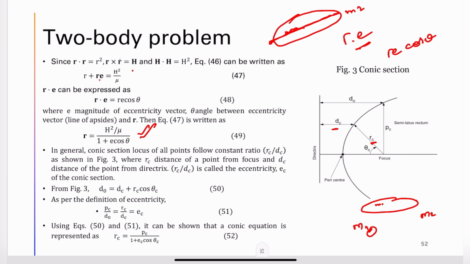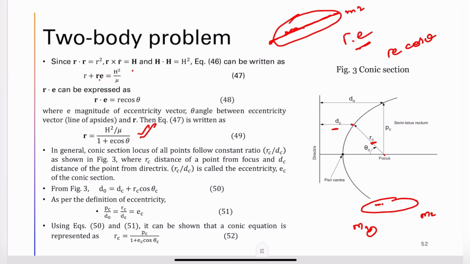RC is the distance of a point from the focus, whereas DC is the distance of the same point from the directrix. EC is nothing but the eccentricity of the conic section. This eccentricity is the constant ratio, that is RC by DC is equal to EC.